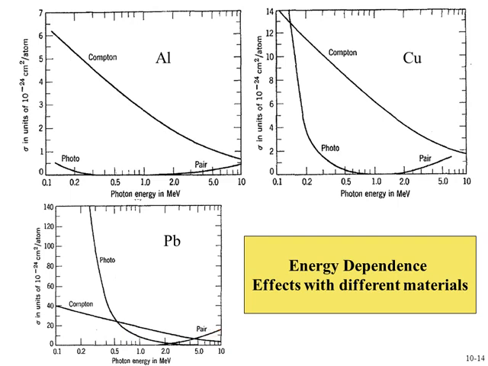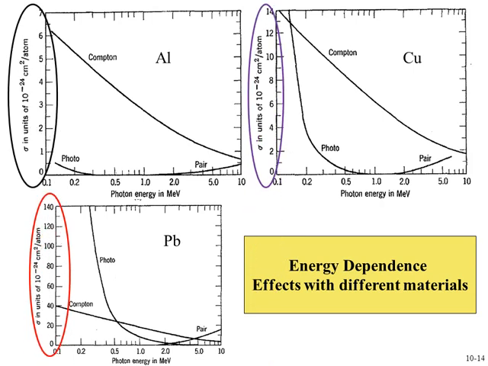The other thing I'd like to have you take notice of in this figure are the cross-section data. It's plotted against cross-section in aluminum. The cross-sections go up to 6. For copper, they go up to 14. And for lead, they go up to 140. So this indicates that the interactions with lead are by far the greatest.